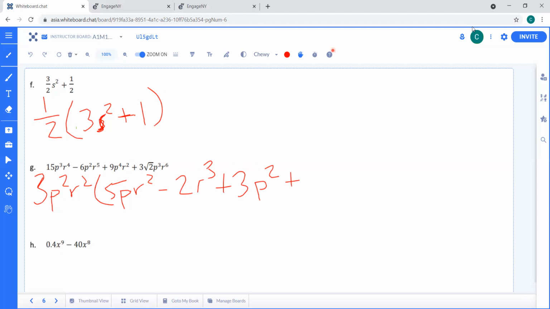Plus 3 square roots of 2p cubed r to the 6th divided by 3p squared r squared is going to be square root of 2p r to the 4th. And that should have everything out of all those terms.